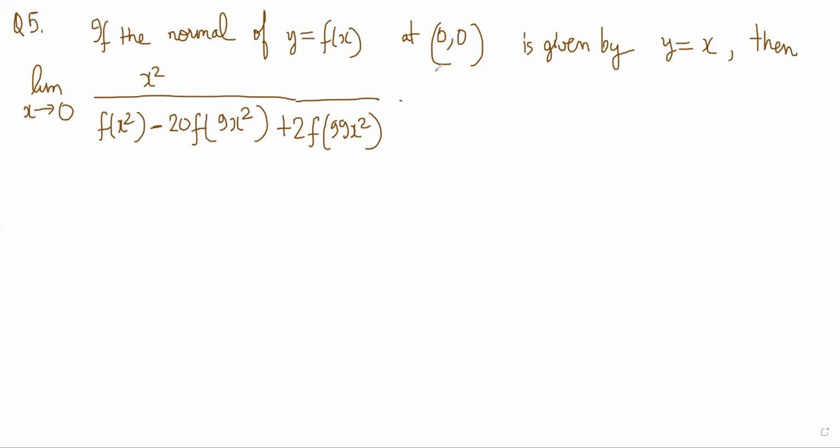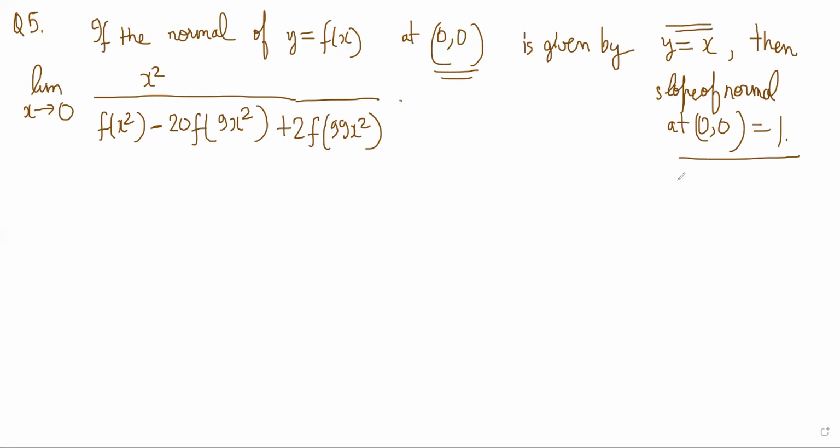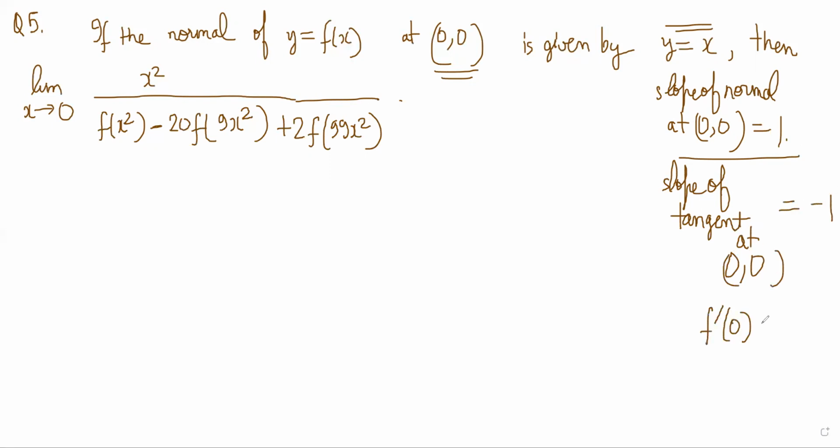We know the equation of normal at 0, 0, right? So slope of normal at 0, 0 is equal to 1 because the equation is y is equal to x. So slope of normal is 1, then slope of tangent at 0, 0 will be equal to -1. So what we know is f dash of 0 is equal to -1. This is one fact that we know already, right?